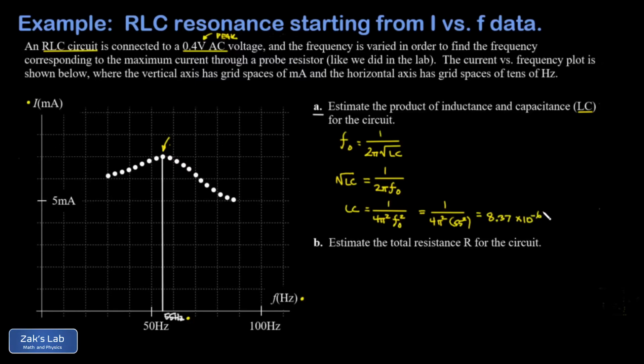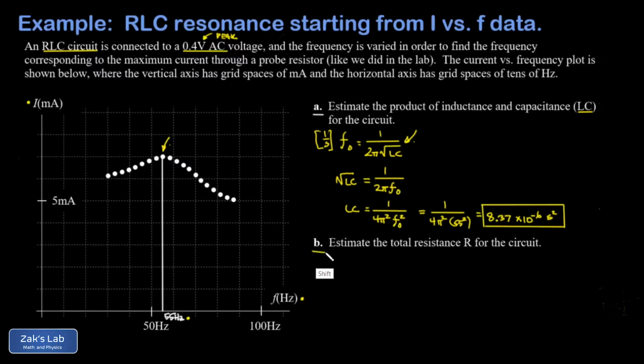But what are the units on this number? Well, if I go back and look at my resonant frequency formula, I know that frequency is measured in hertz, which is 1 over seconds. And to get 1 over seconds to pop out on the right side of this equation, the product of L and C must have units of seconds squared.